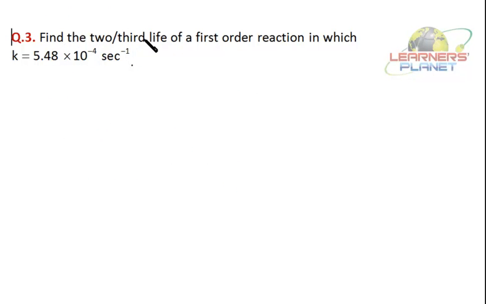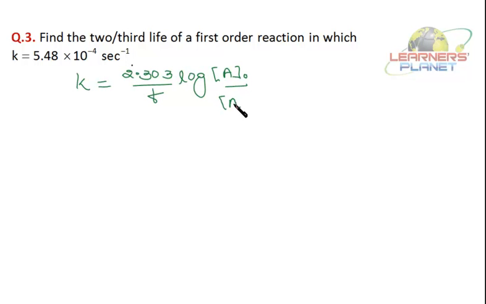Say, find the 2/3 life of a first order reaction in which K is 5.48 into 10 to the power minus 4 per second. Again, it's a first order reaction. What will be the equation? Integrated rate equation. It is K is equal to 2.303 by T log of the initial concentration divided by the final concentration. Right? Now what is it saying? It is 2/3 life you have to find out.